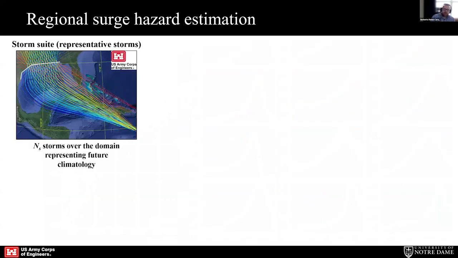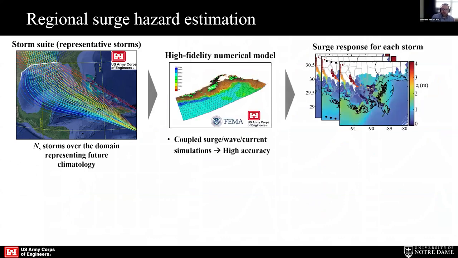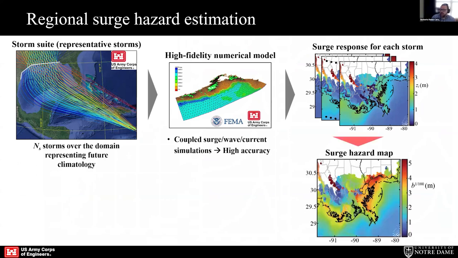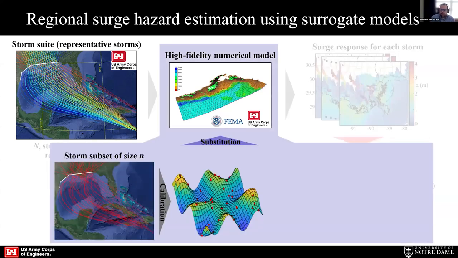For regional hazard assessment, the workflow typically starts with the representative storm suite. Then we conduct the high fidelity numerical simulation. We then aggregate the results and we ultimately produce the surge hazard maps. Now, when we change this approach to include surrogate modeling, the main goal is to replace a lot of the high fidelity simulations with the surrogate models.